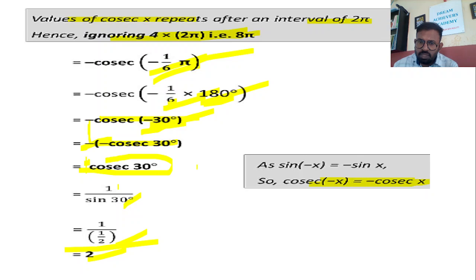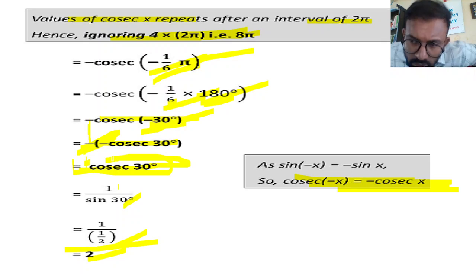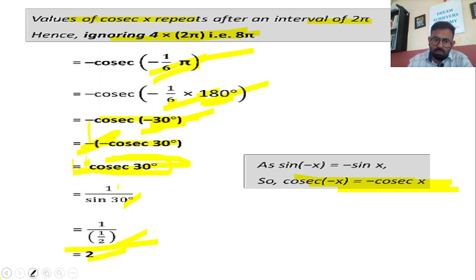So, cosecant of minus x is nothing but minus cosecant x. So, minus into minus it will become plus. So, I will get the value of cosecant 30. Cosecant 30, if you do not know the value, you can think of the sin value. The reciprocal of cosecant is sin. So, 1 by sin 30, 1 by 1 by 2. Sin 30 is 1 by 2. That is why the reciprocal of 1 by 2 can be written as 2.